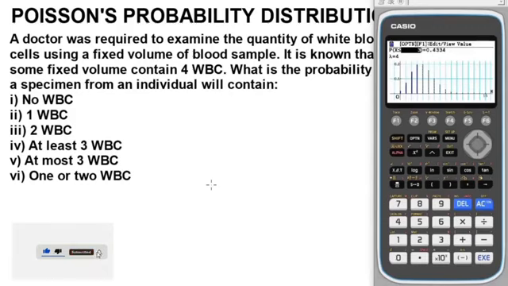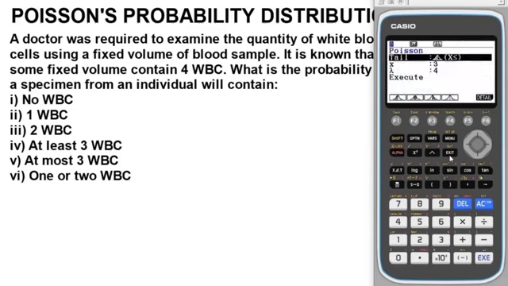Now, to get the result for the last portion, we have to find the probability that a specimen from an individual contains 1 or 2 white blood cells. Very simple, guys. This is simple mathematics. In probability, when we talk about OR, the word OR signifies addition. So what you have to do now is add the probability that a specimen from an individual contains 1 white blood cell with that of 2 white blood cells. It's as simple as that, guys.